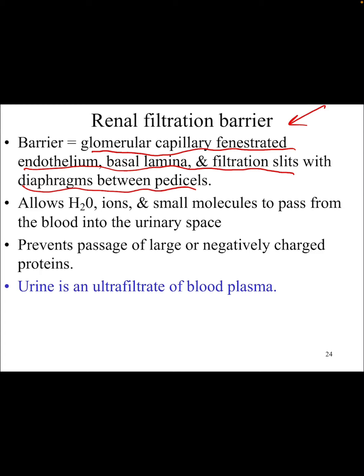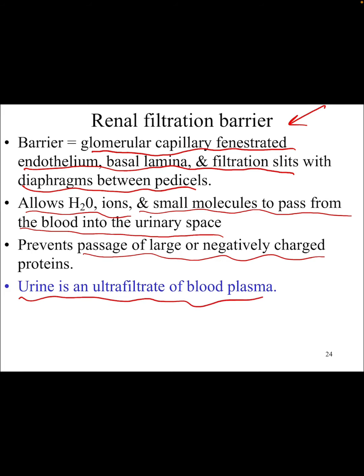This filtration barrier is very important because it allows water, ions, and small molecules to pass from the blood to the urine space, and very importantly prevents the passage of large or negatively charged proteins. Very important, the urine is the ultrafiltrate of the blood plasma.